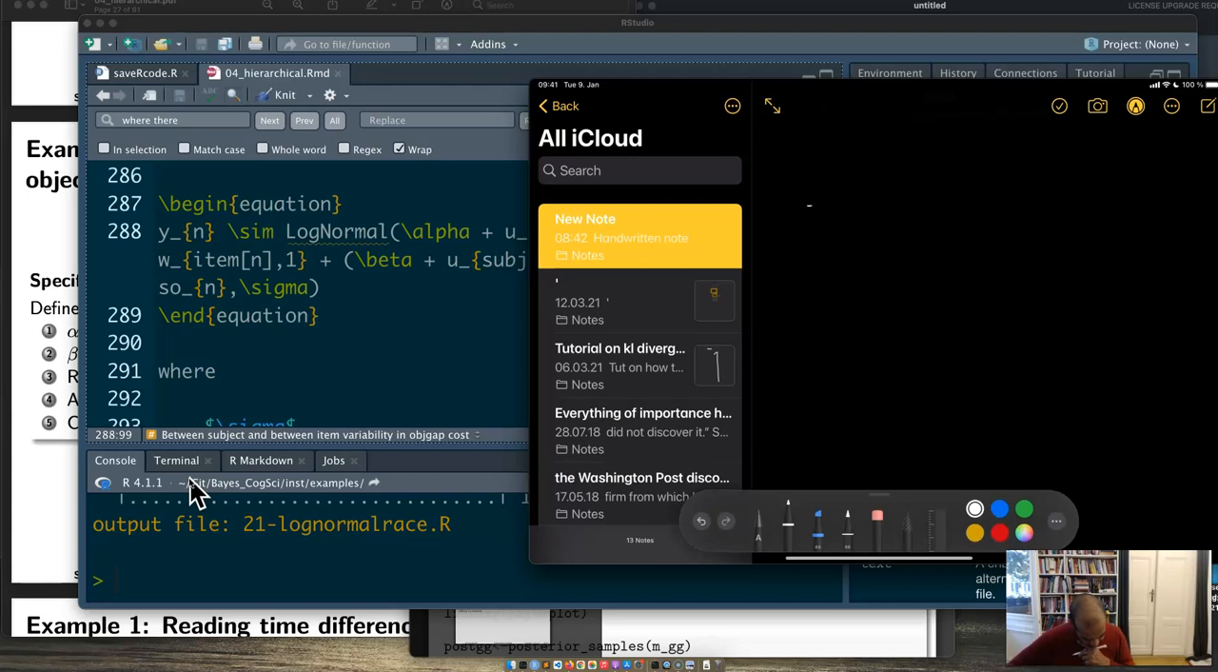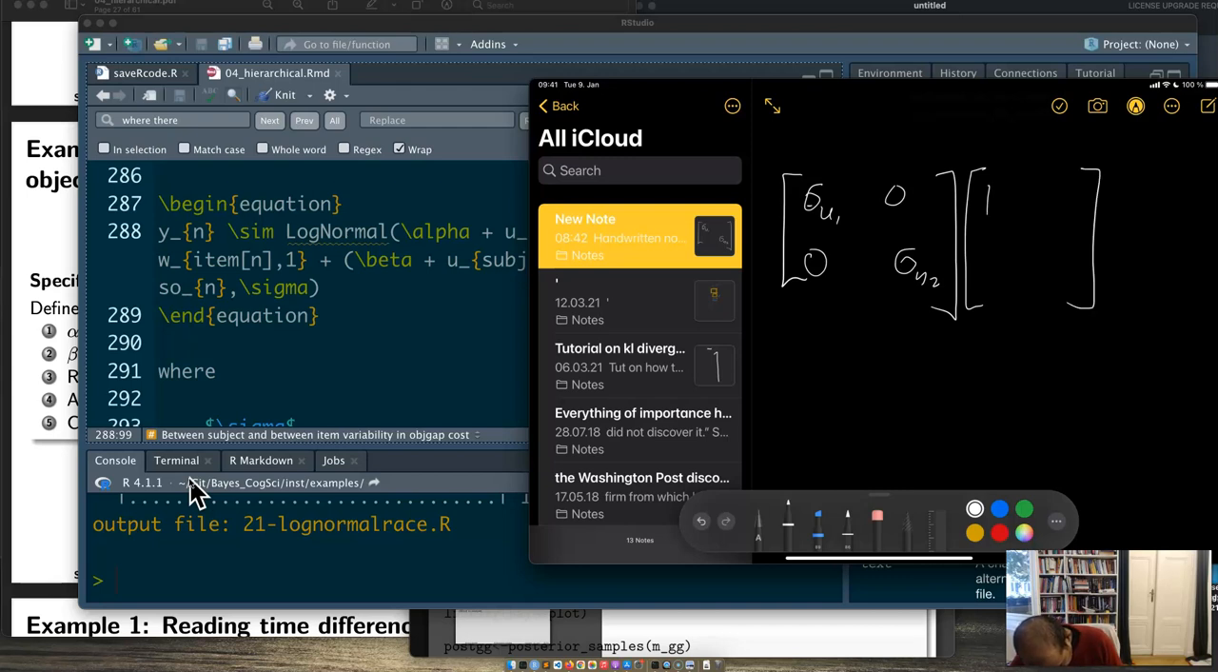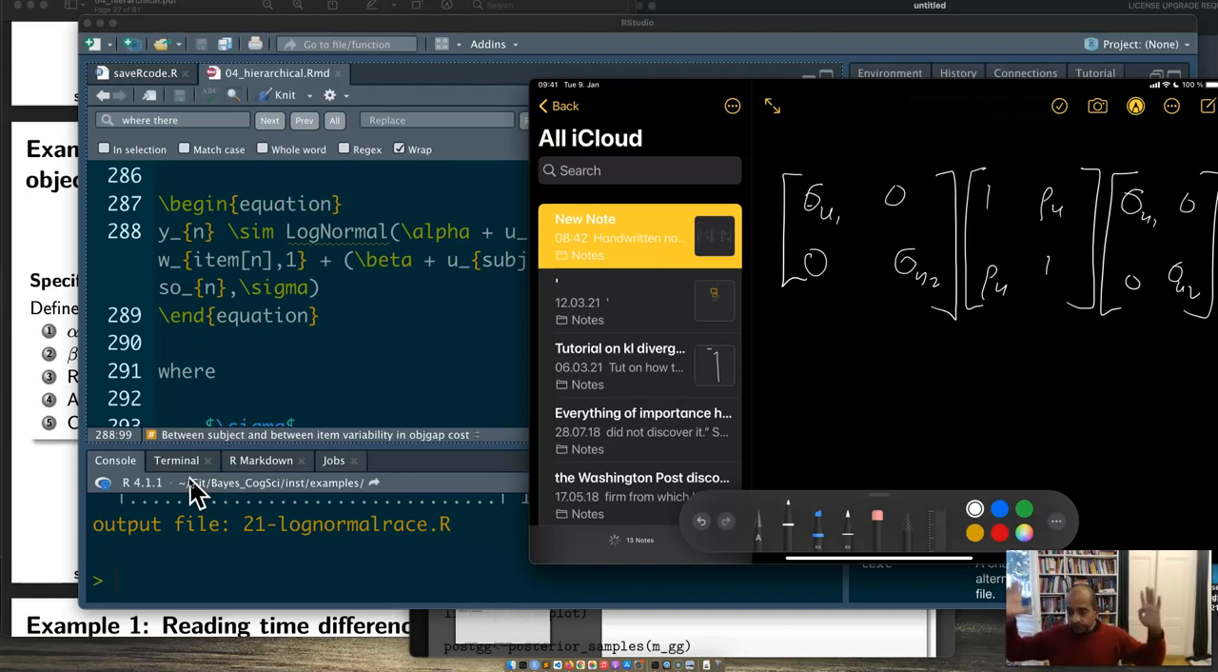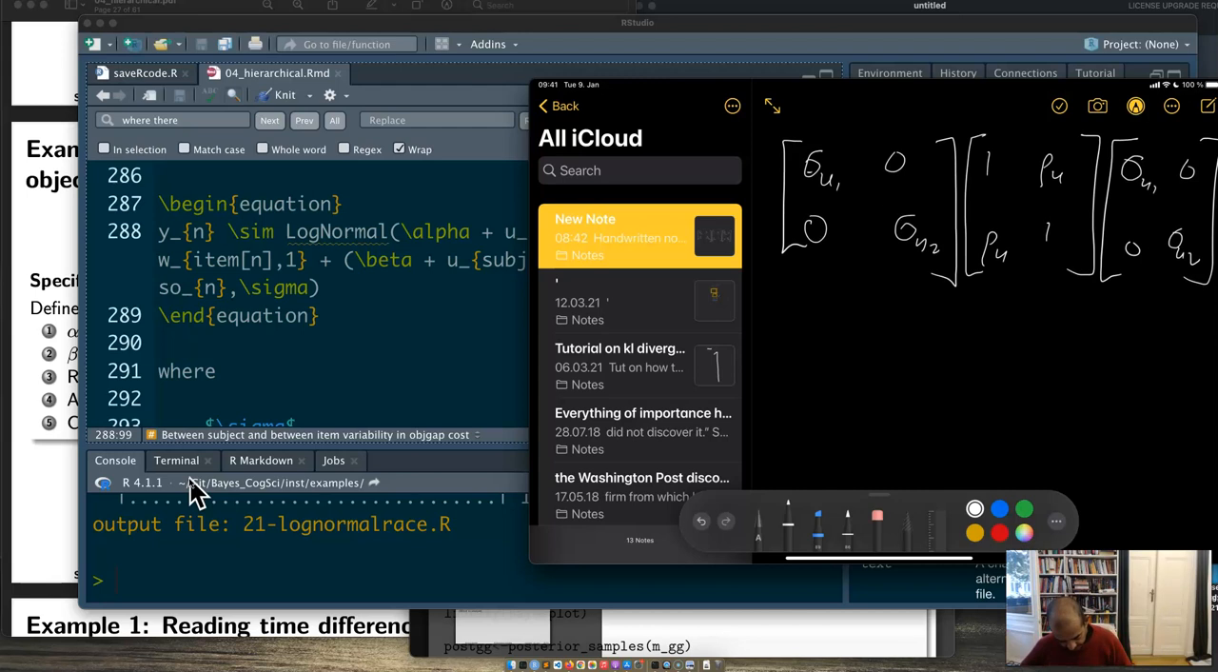Okay, so I'm going to rewrite this. I've got sigma u1, sigma u2 with zeros on the off diagonals. Then a correlation matrix, 1s on the diagonals and correlations rho u on the off diagonals, and the last thing I have is another diagonal matrix, sigma u1, sigma u2. What's cool is that if I do this matrix multiplication, I'm going to get back the variance covariance matrix. This is a fact, so let me show that to you.